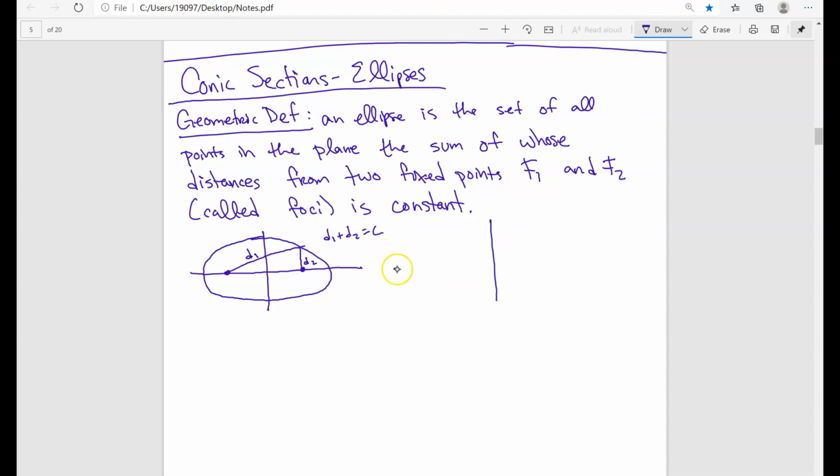Whatever point I choose on this ellipse, say this point, the distances from the two foci, F1 and F2, are always going to be constant. They're always going to be the same exact number. We'll later figure out that that number is actually 2a.